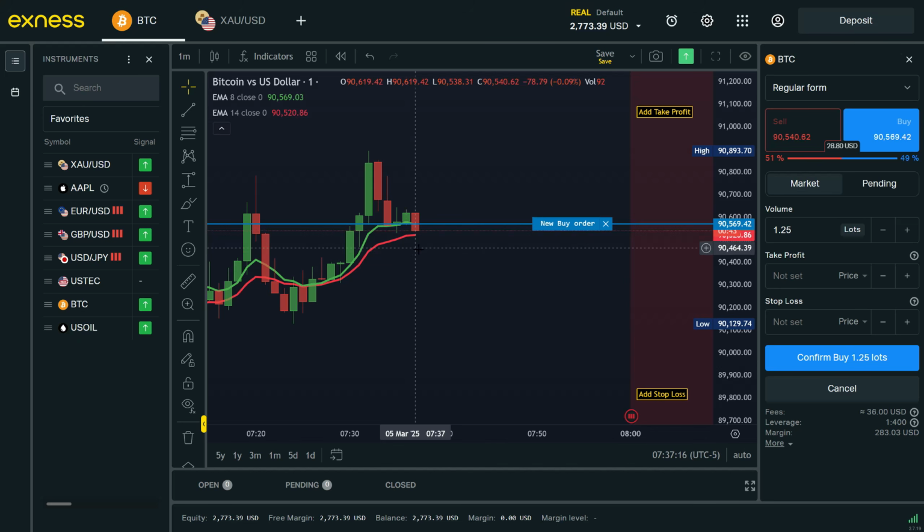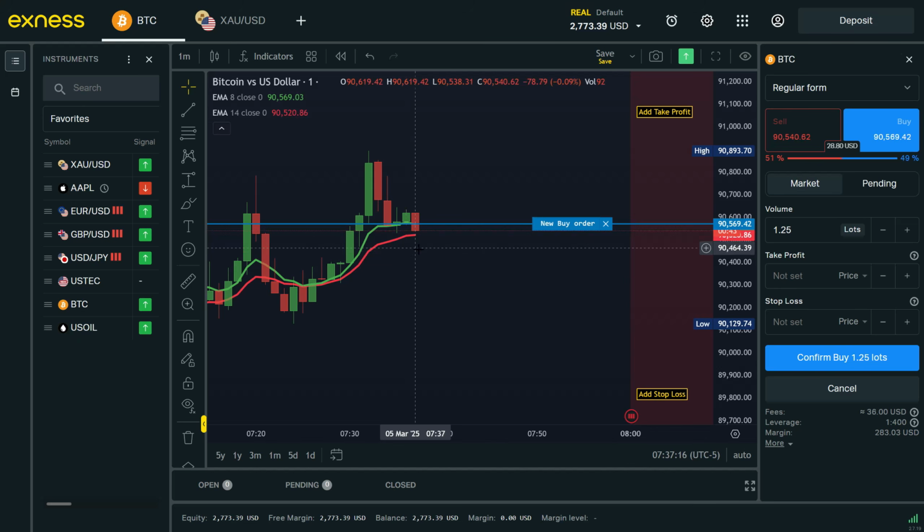The red EMA 14 period acts as dynamic support and resistance. When the price is above the red EMA, it often acts as support, meaning the price tends to bounce off this level before continuing its upward move. When the price is below the red EMA, it acts as resistance, preventing the price from moving higher.